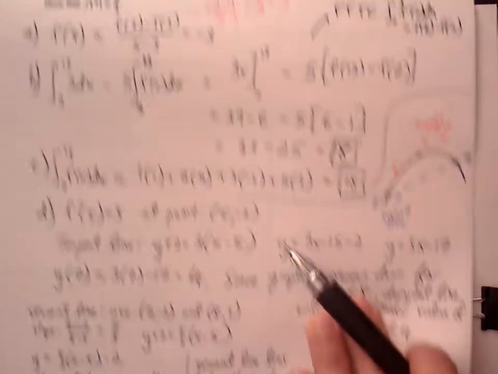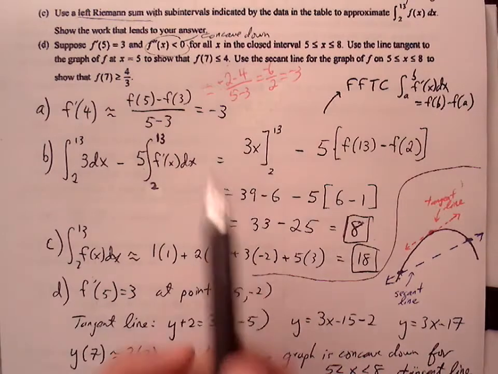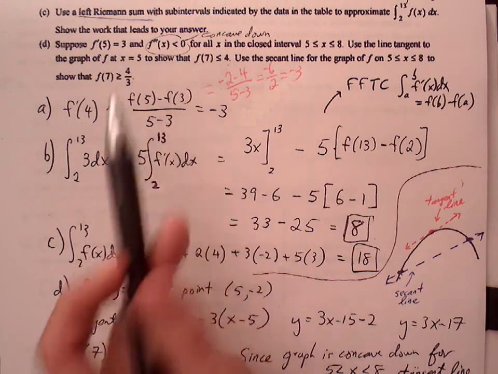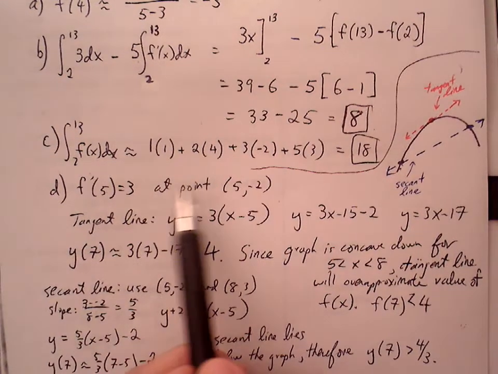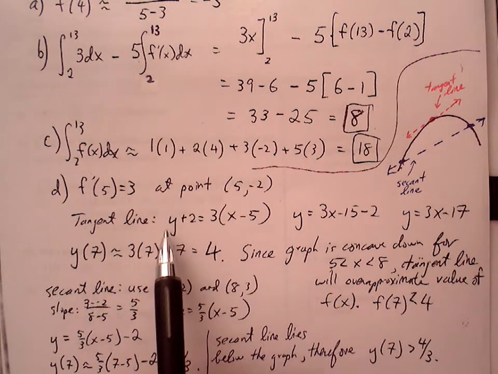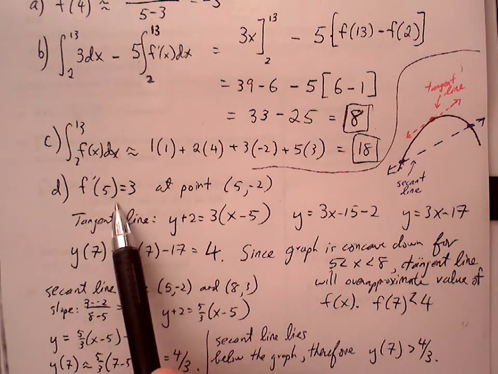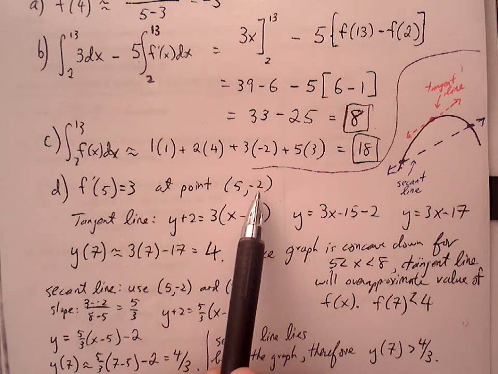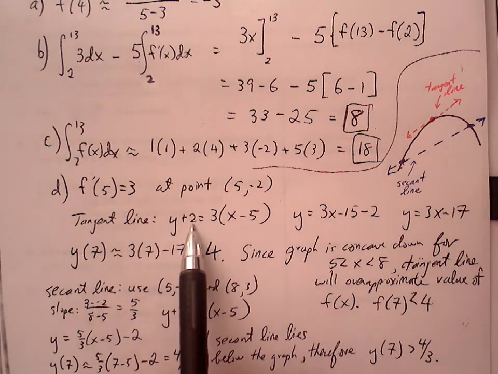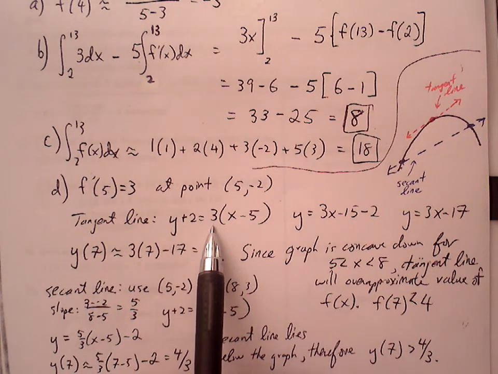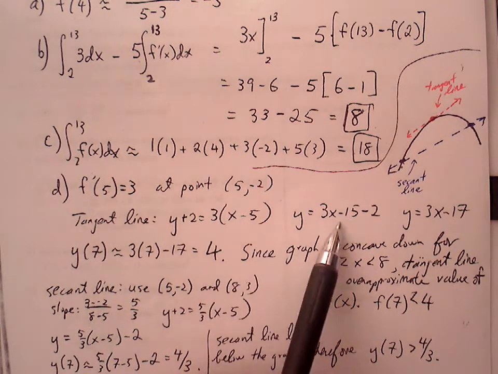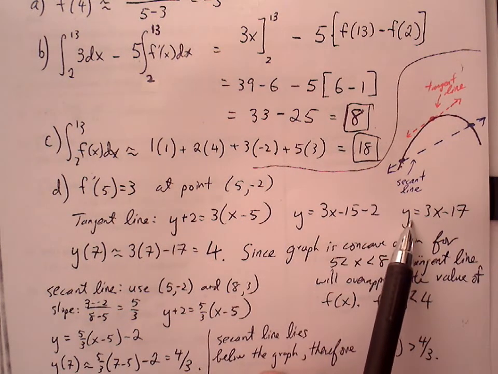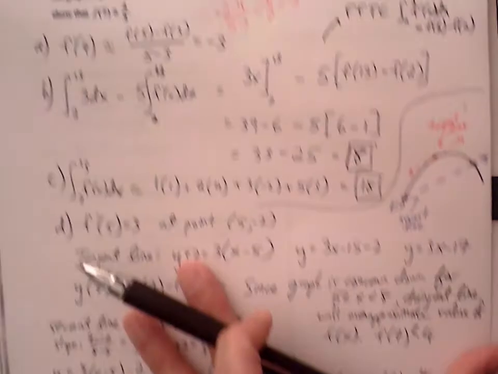That's what the problem is asking for us to do here. Use the tangent line of the graph at x equals 5. So to find the tangent line, we need to use the slope and the ordered pair and put it into point slope form. So our slope is 3, our point is 5, -2. So y minus y1 is equal to slope, which is m, times x minus x1. Distribute the 3 through, combine like terms, we get 3x minus 17. So that's our tangent line.